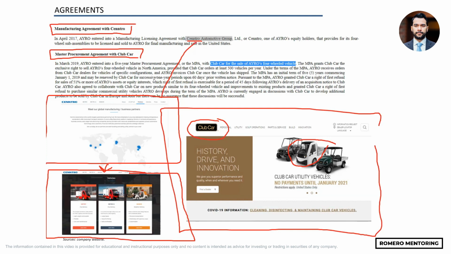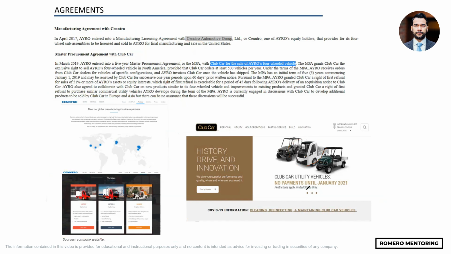Now, if we see right here, as of January, May, Club Car, let me clear this up on the screen. Club Car successive 1 year period upon 60 day prior notice, refusal for sales of 51% or more of Ayro assets, equity interest. So here's the remainder of that agreement that you can read, or you could pull it up on the company's 10K or most recent 10Q, so that you can go through this yourself, make up your own judgment, and draw your own conclusions as well.